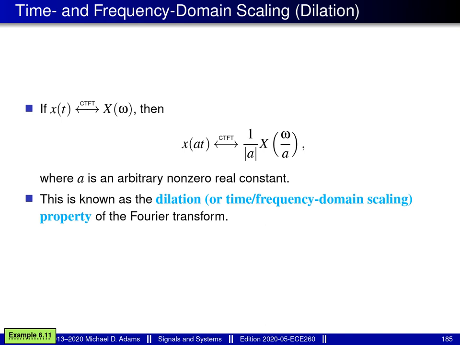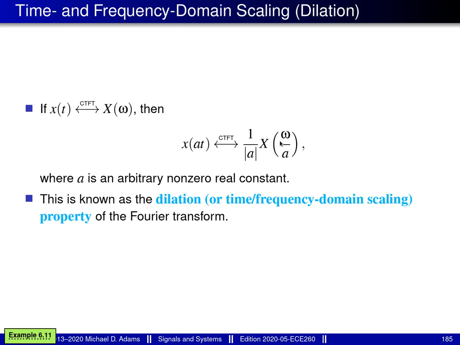The next property of the Fourier transform that I need to introduce is the dilation property, also known as the time or frequency domain scaling property. And what this particular property says is the following. If we have a function little x whose Fourier transform is big X, and we take the function little x and apply a time scaling transformation to it where we're time scaling by a factor of a, where a is an arbitrary non-zero real constant, the effect that this has on the Fourier transform is twofold.